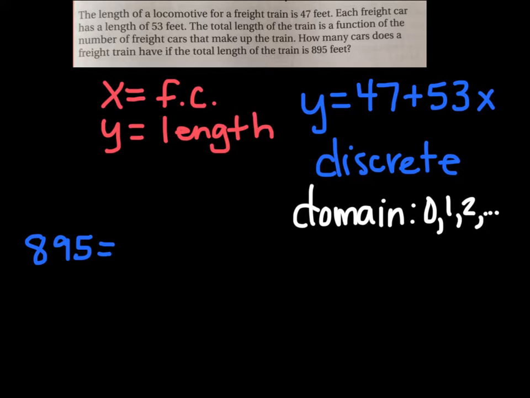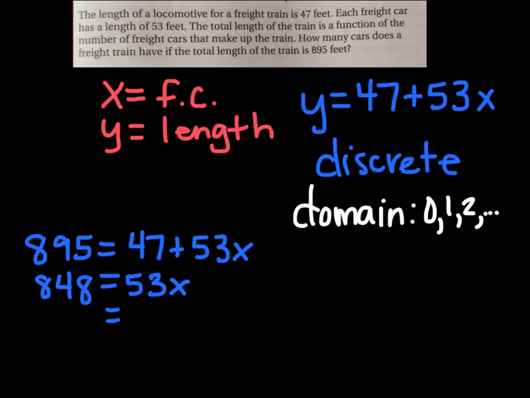So 895 will equal 47 plus 53x. 53x is going to be equal to 848. X equals 16. So the freight train has 16 cars.